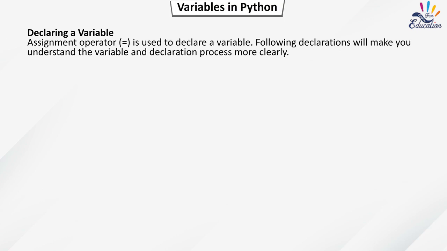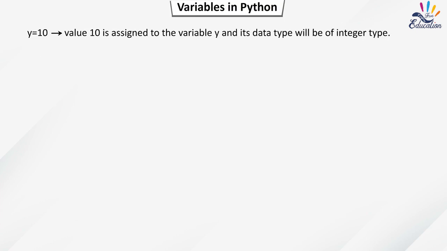Declaring a variable. The assignment operator, equal to, is used to declare a variable. The following declarations will make you understand the variable and declaration process more clearly. y = 10. The value 10 is assigned to the variable y and its data type will be integer.